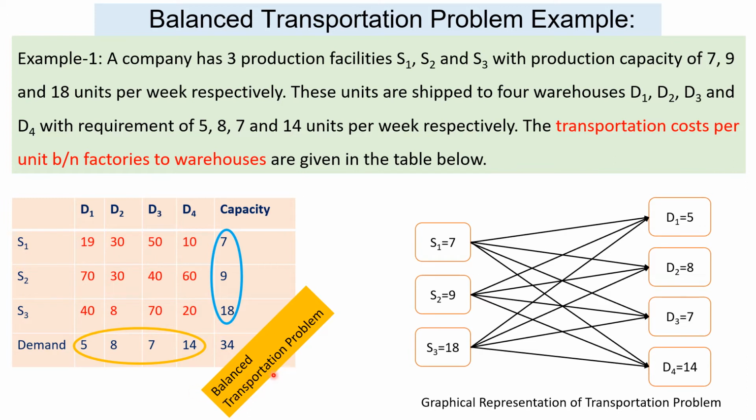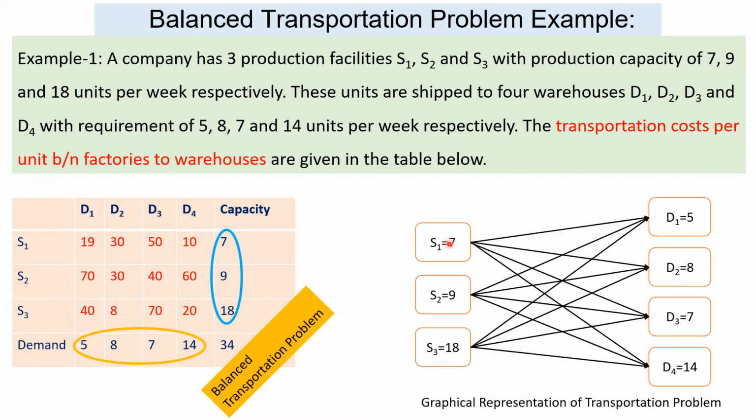We can consider this problem a balanced transportation problem because the sum of the supply and the sum of the demand are equal. So it has a feasible solution. It has an initial feasible solution because this is a balanced transportation problem. Let's now start the graphical representation of this transportation problem. The graphical representation looks like this.